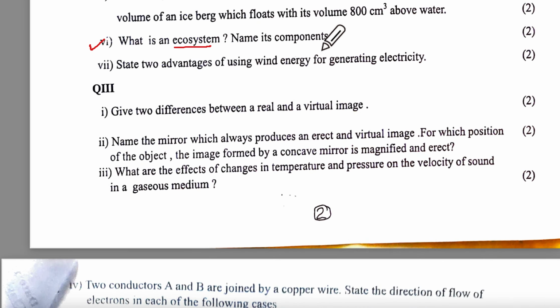Now can you see from here, this is from which chapter? This is heat, no? So this again learning work. Two advantages of wind energy for generation of electricity, again learning work. Two advantages and two disadvantages also you must learn. For all these energies, learn the advantages as well as limitations. Can you see again learning work? Name the mirror which always produces upright and virtual image, which one is it?